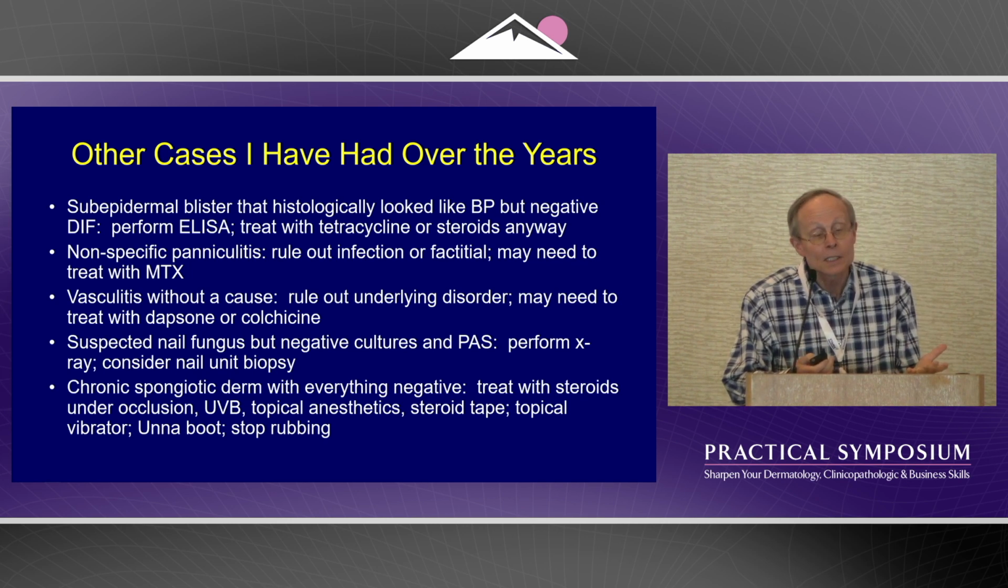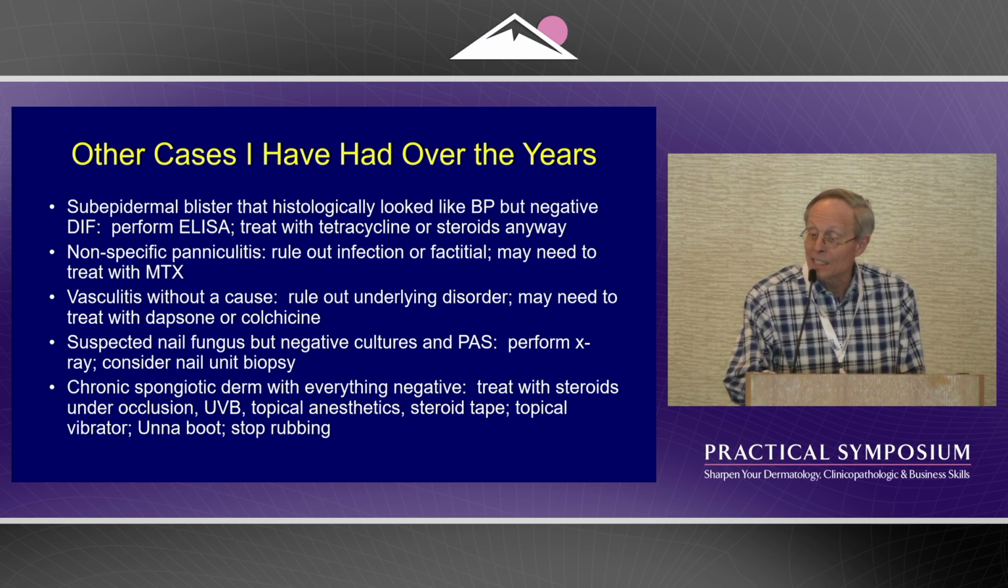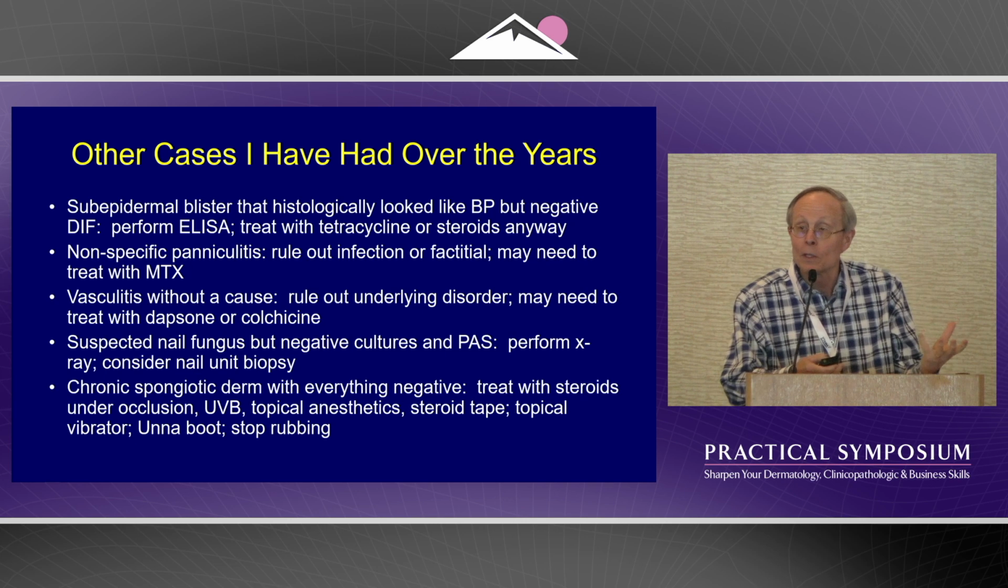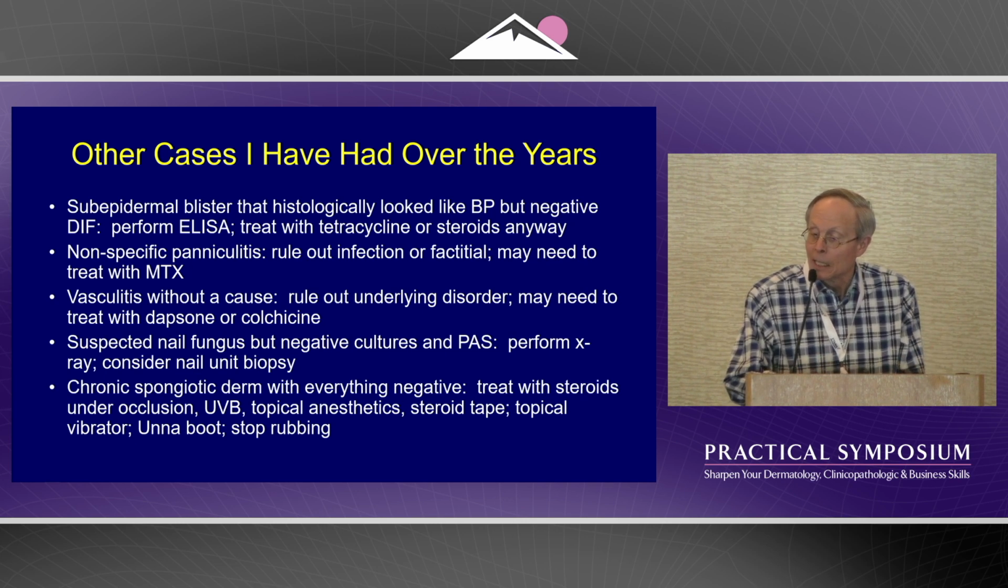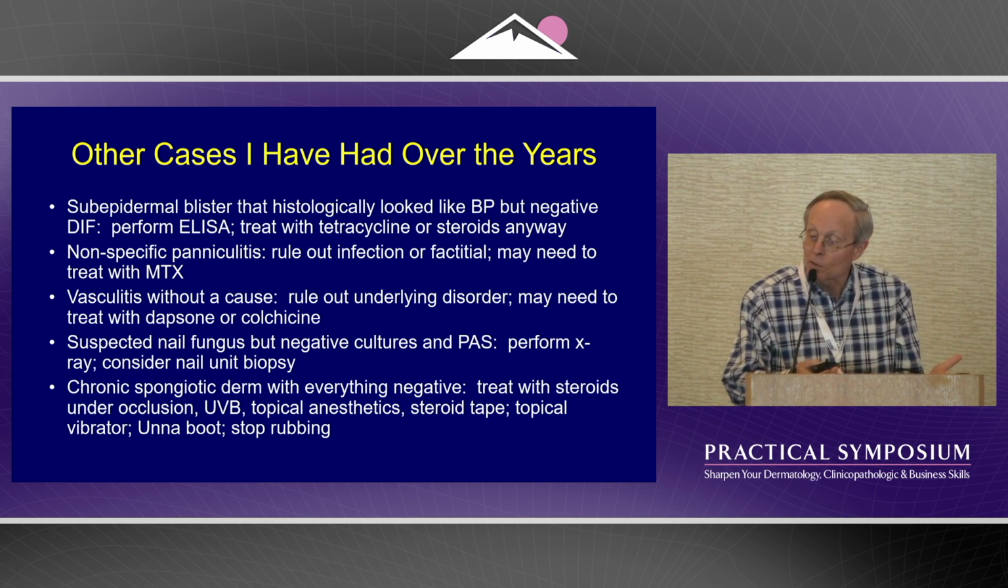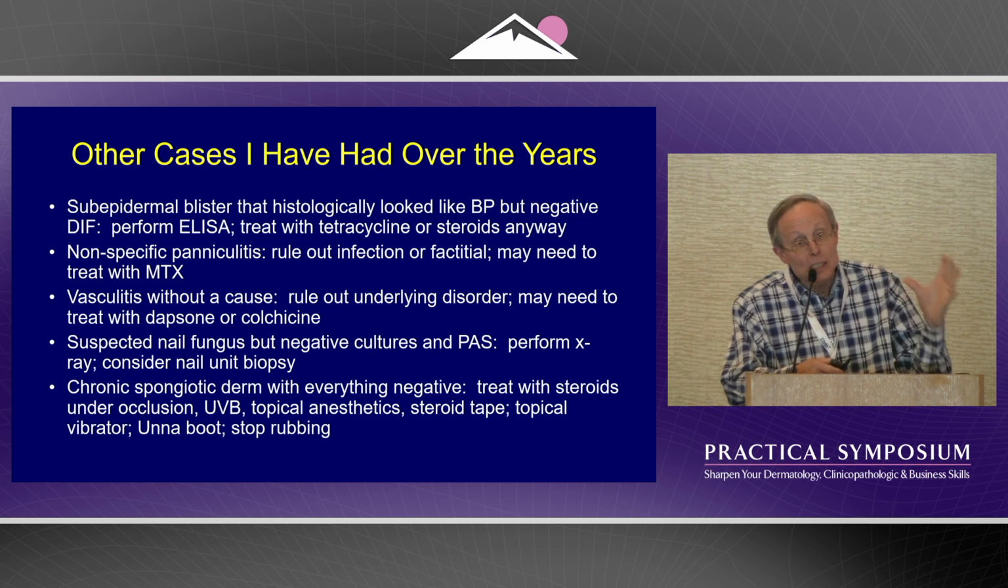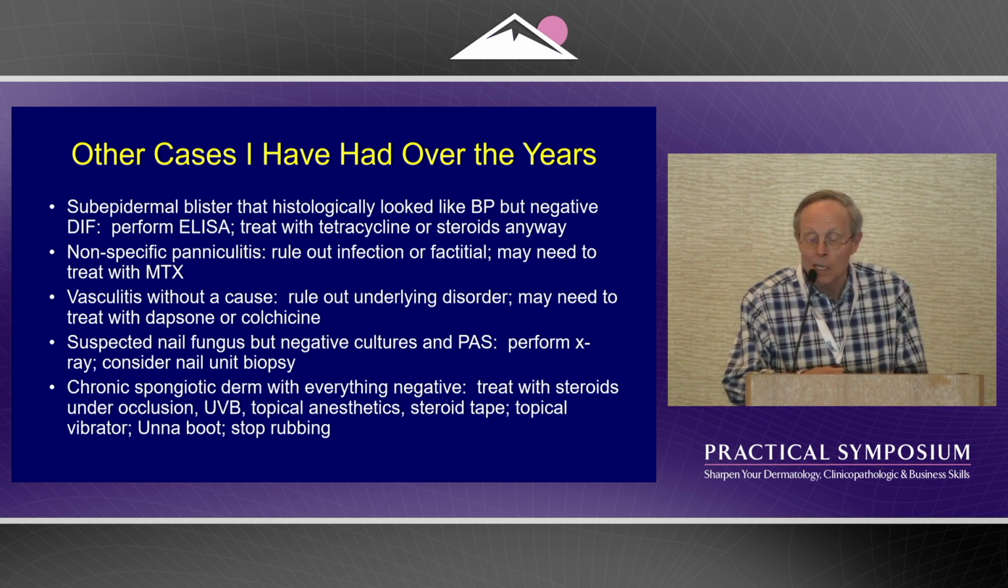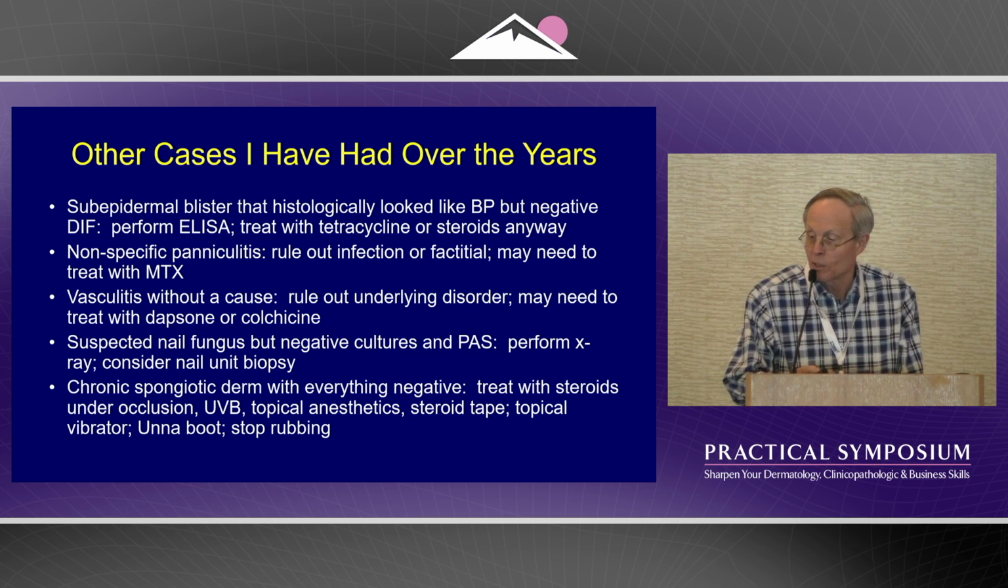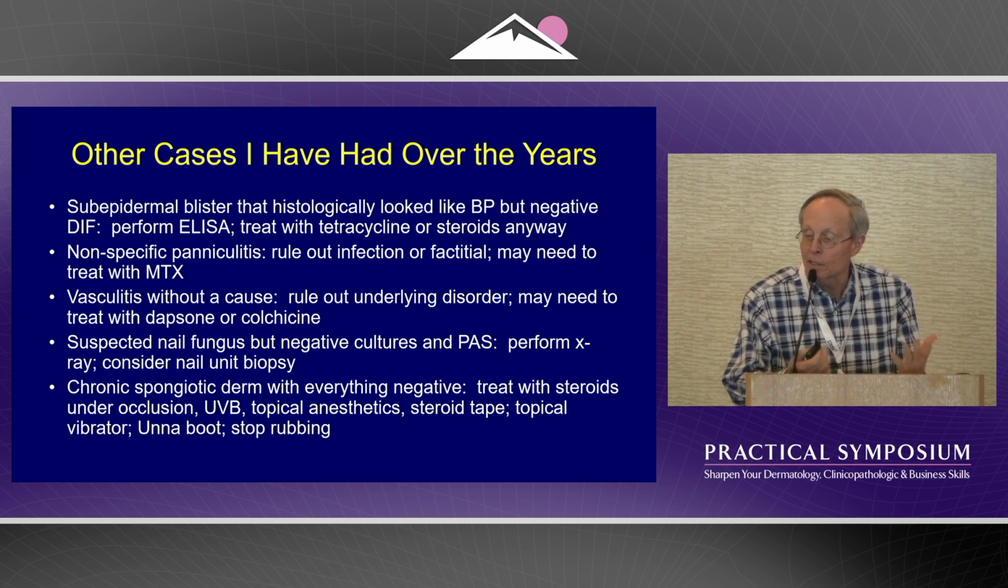Non-specific panniculitis, obviously rule out infection or factitial, and in some cases, Joe Giurizzo said he just treats those people with methotrexate, and they do well, low-dose methotrexate. Vasculitis without a cause, sometimes there you just treat with an anti-neutrophilic agent like dapsone or colchicine. You really think it's nail fungus, but there's negative cultures and PAS. Make sure you're not missing a cancer or a melanoma that's amelanotic, like Adam showed the other day. And then chronic spongiotic dermatitis, where you just can't really nail the diagnosis. Then you may just have to treat with things that are going to diminish the inflammation.